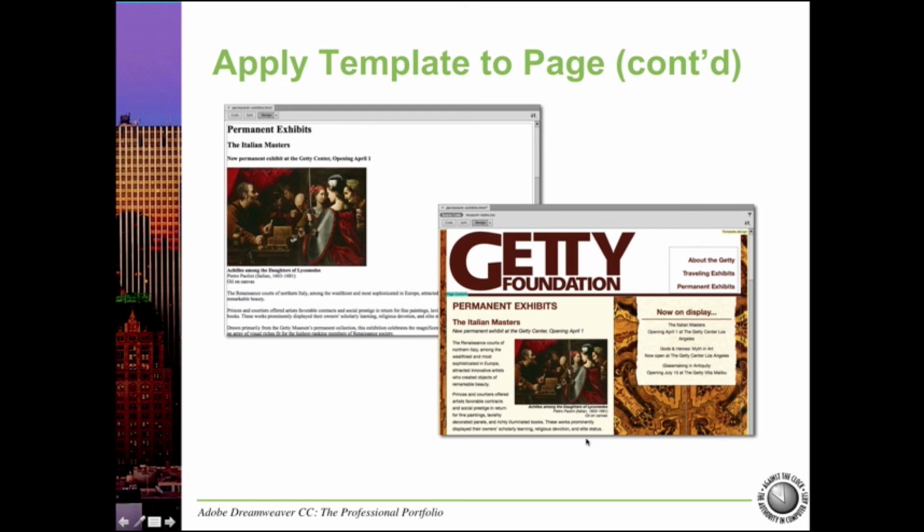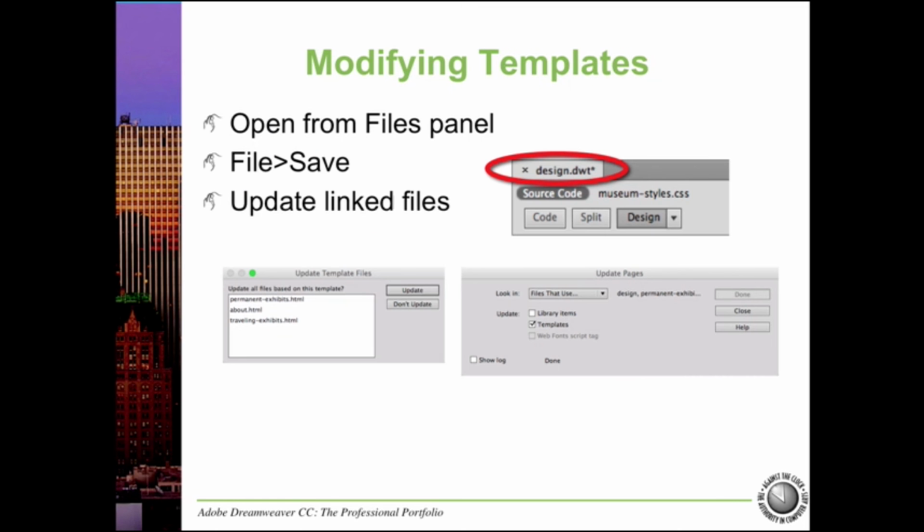If you want to modify a template, the non-editable regions are automatically updated to match the changes in your template. So to edit your template, you can double-click in the Files panel in your templates folder to open the file, make the changes, and then just go to File, Save. You want to update your files.